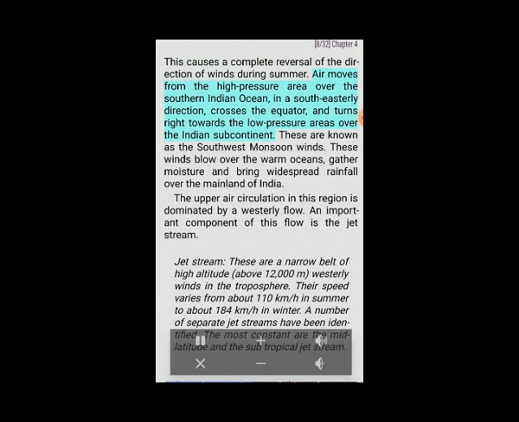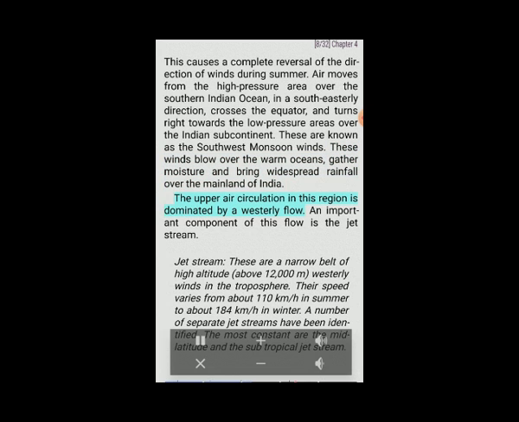Air moves from the high-pressure area over the southern Indian Ocean, in a southeasterly direction, crosses the equator, and turns right towards the low-pressure areas over the Indian subcontinent. These are known as the southwest monsoon winds. These winds blow over the warm oceans, gather moisture and bring widespread rainfall over the mainland of India.